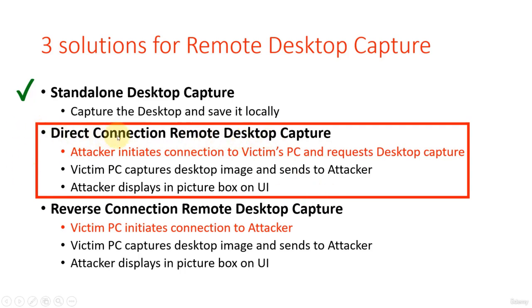So in direct connection remote desktop capture, the attacker initiates the connection to the victim's PC and requests the desktop capture. The victim PC then captures the desktop image and sends it to the attacker, and the attacker displays it in a picture box on the user interface. So let's take a look at how we can use .NET remoting technology to implement the second solution.